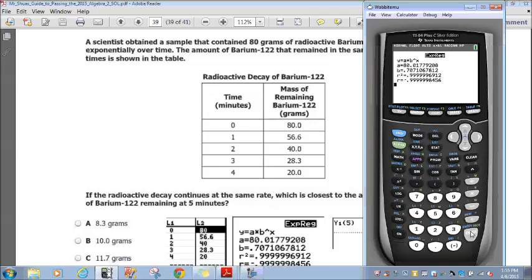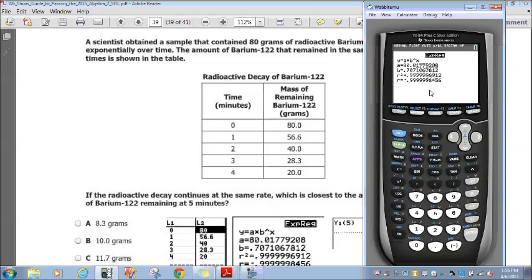So, your exponential regression formula is Y equals 80.02 times 0.707 to the exponential. And if I look at my R squared, my correlation coefficient, 0.9999999, so it's saying it's pretty much dead on. So that is my exponential regression formula. Now, I've saved that in Y1.